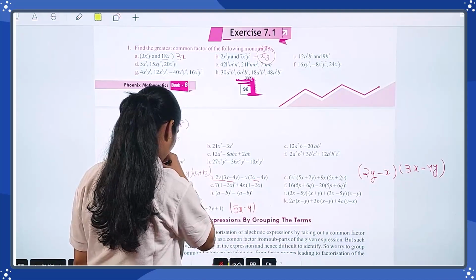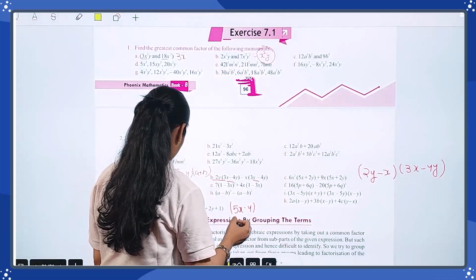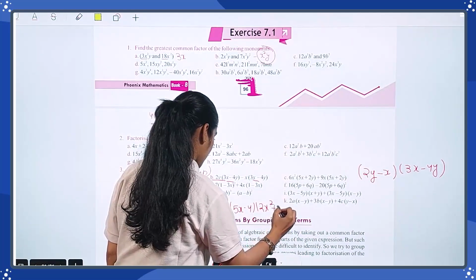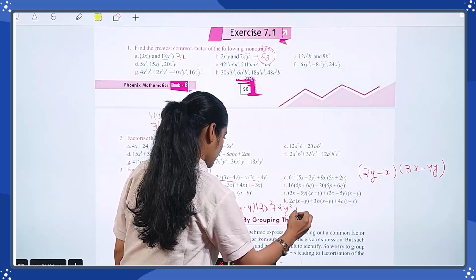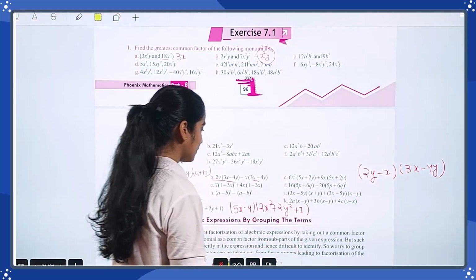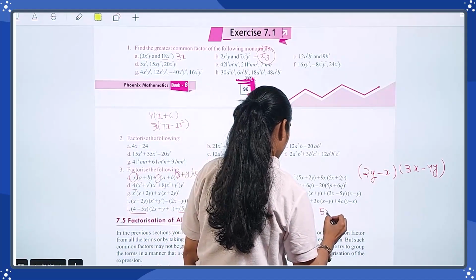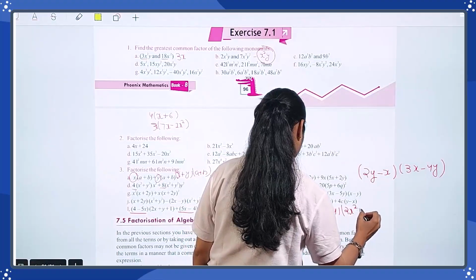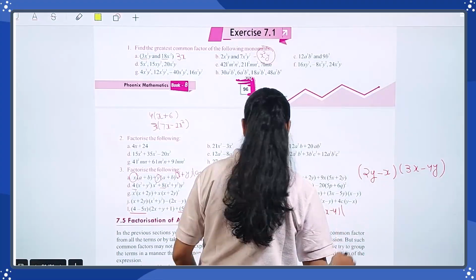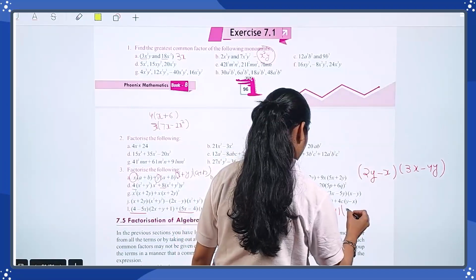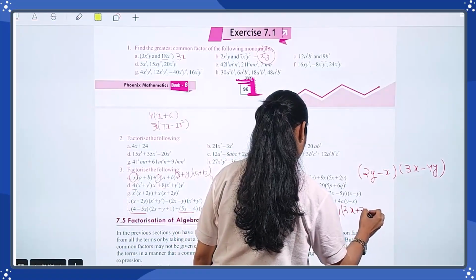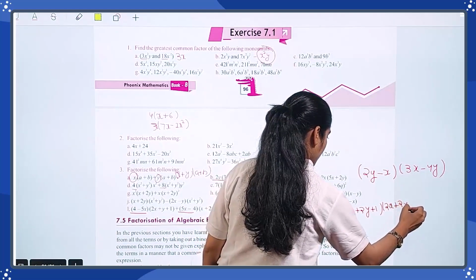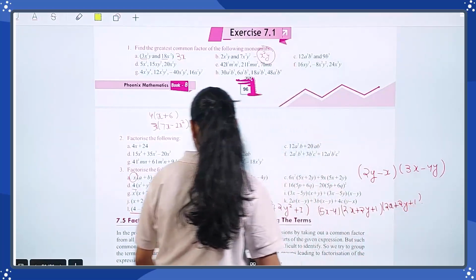and the rest one you have to see which one is. So 2x square plus 2y square plus 1. So your term will be 5x minus 4, 2x square, sorry, not 2x square, only 2x. 2x plus 2y plus 1, 2x plus 2y plus 1. This is your final answer.